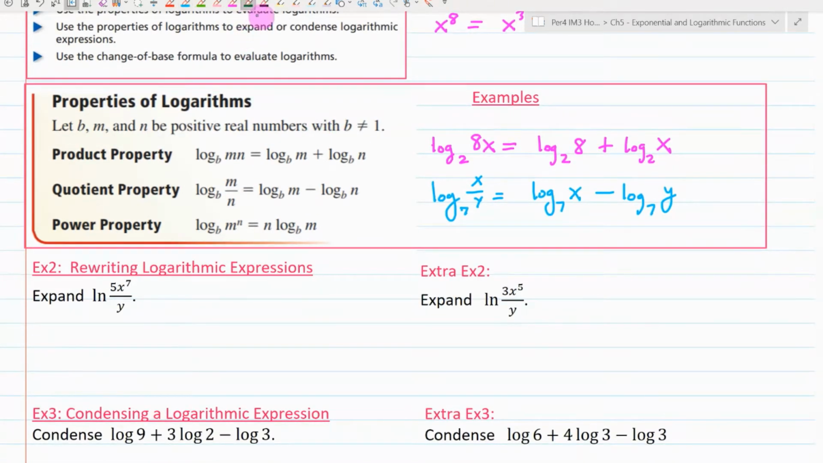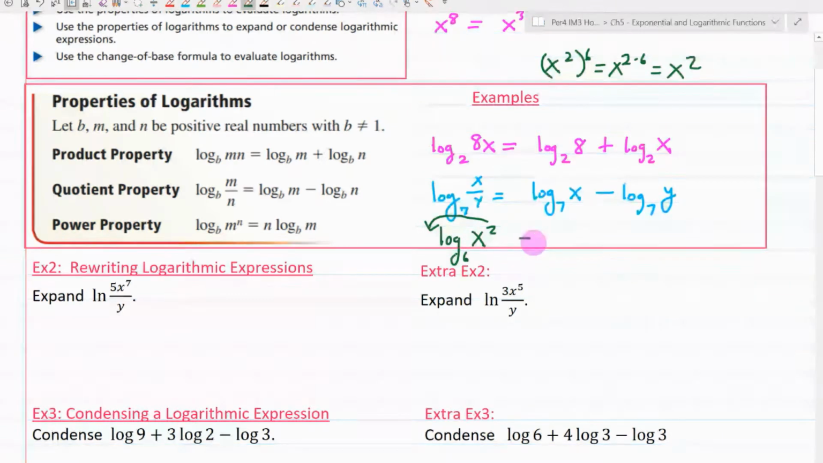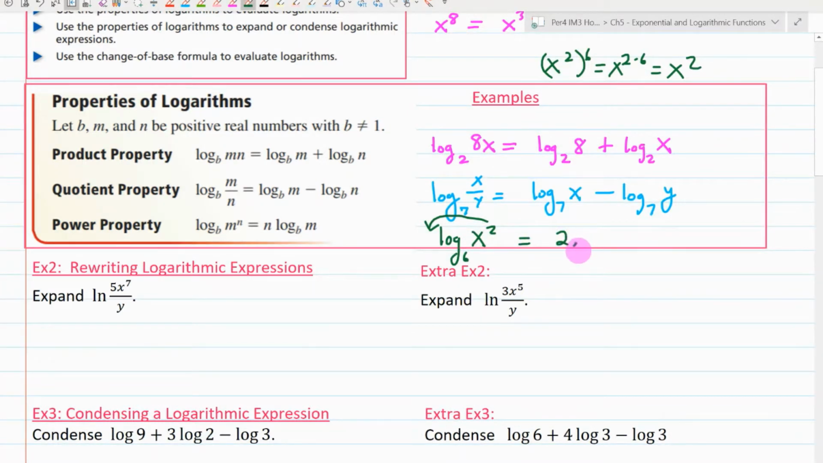And then the last thing you need to know is if you have a power to a power, so let's say log base 6 of x squared, then it's like having, let me just say, x squared to the 6th power, you would do x to the 2 times 6, which is x to the 12th. So if you have an exponent, it gets multiplied by the log. Because remember, the log is kind of like an exponent. So this becomes 2 times log base 6 of x.